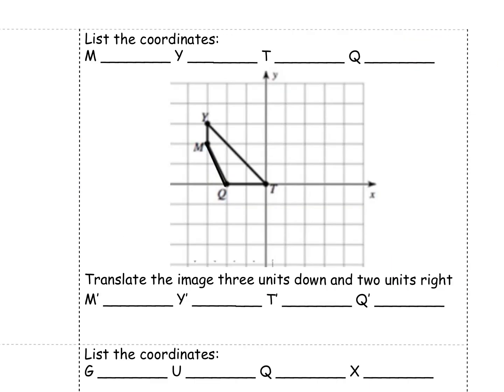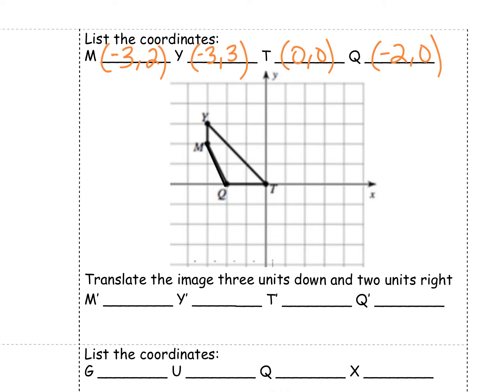Here's another example for us. List the original coordinates first. So Y is at negative 3, 3. M is at negative 3, 2. T is at my origin, so 0, 0. And Q is at negative 2, 0.